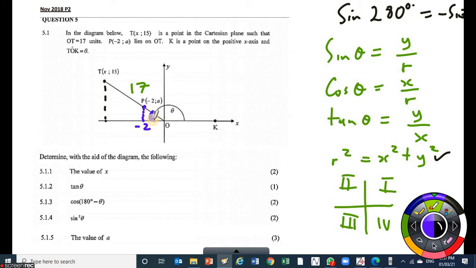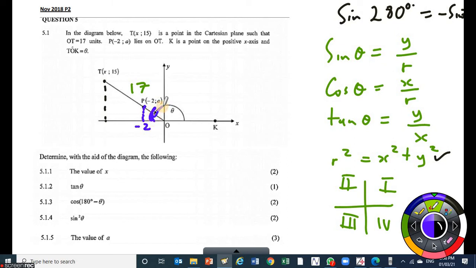So what I'm going to do, it's your choice. You can use sine, you can use cos, you can use tan to determine the size of that angle. Allow me to use tan. It's my choice. What am I trying to do? I want to find the size of this angle here.